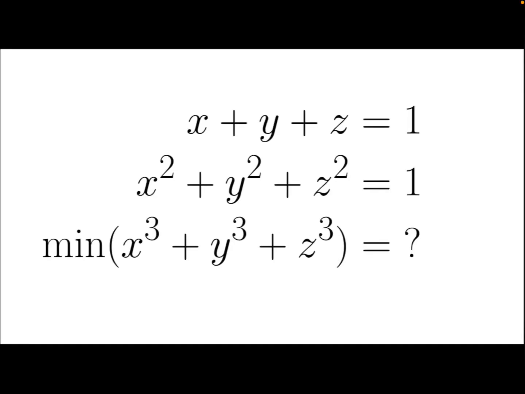Let's take a look at this problem. We have real numbers x, y, and z such that both the sum and the sum of squares are equal to 1. Find the minimum value of the sum of cubes.